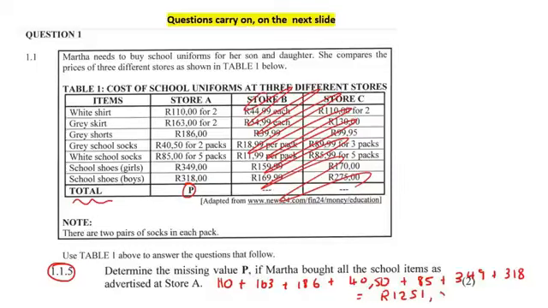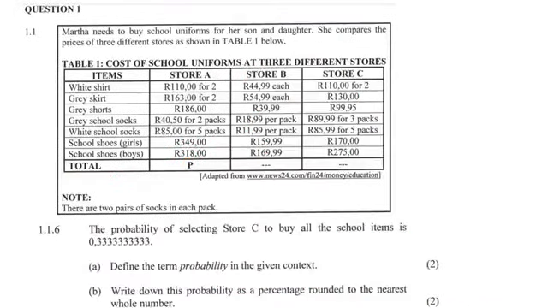Now on your calculator it might say comma 5, but we know that cents always has 2, so you just change it to 50. You just add a little 0 at the end so that you have 2 decimal places. Then this question says that the probability of selecting store C is 0,333.